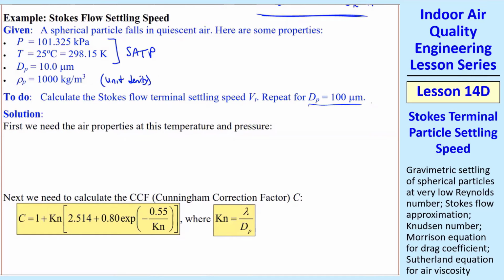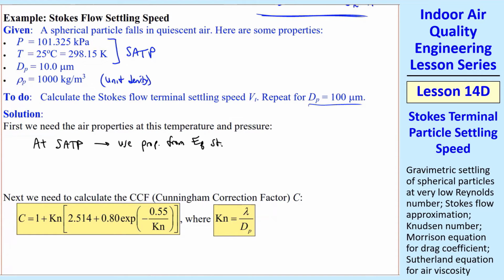To solve a problem like this, first I would find the air properties at this temperature and pressure. Normally you'd have to use the ideal gas law and Sutherland's law, but here our conditions are SATP, standard ambient temperature and pressure. And so we can use the properties of the air that are directly on the equation sheet. You don't need the ideal gas law and Sutherland.